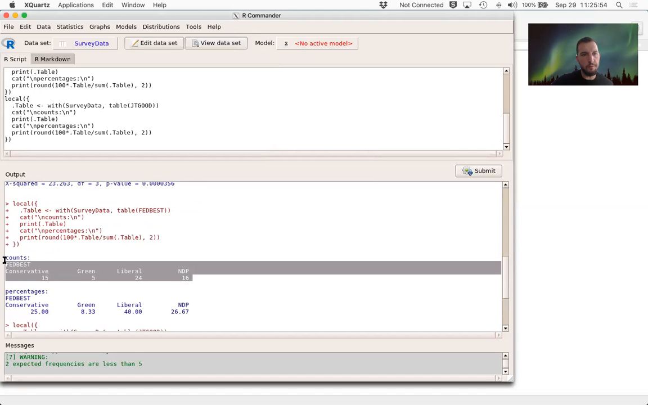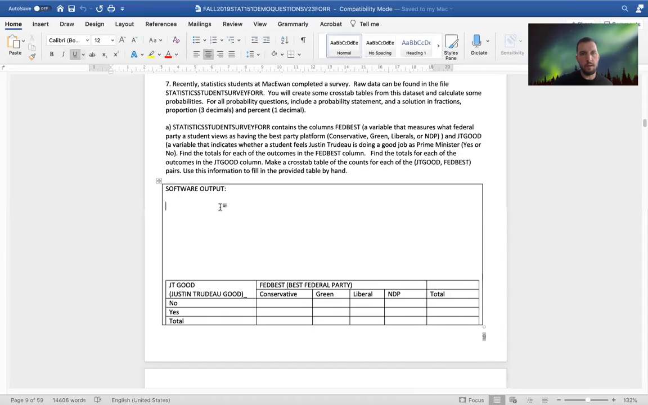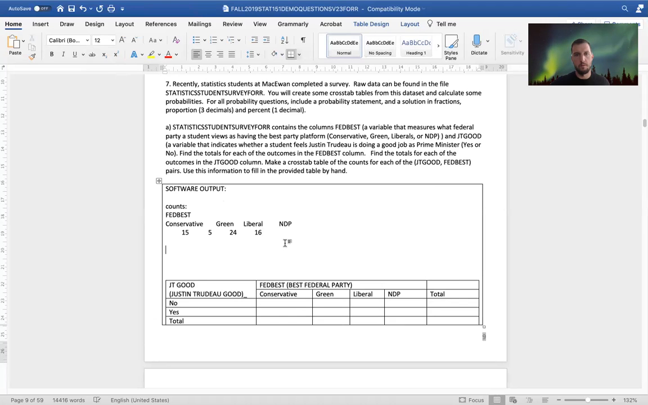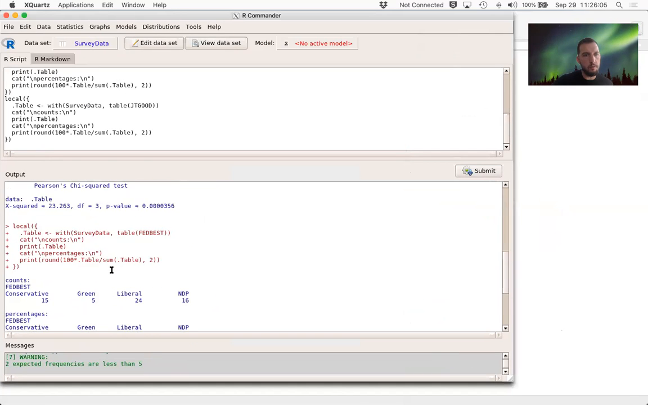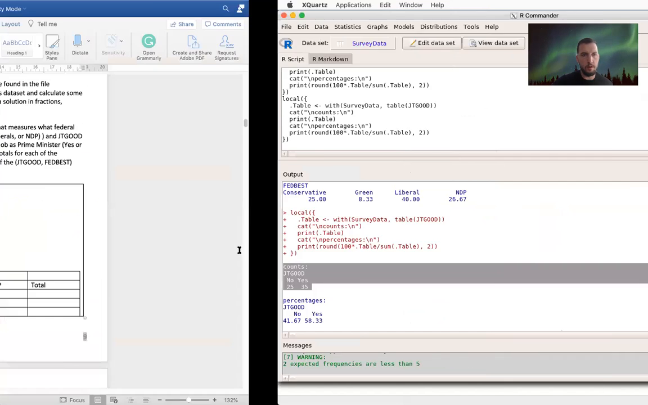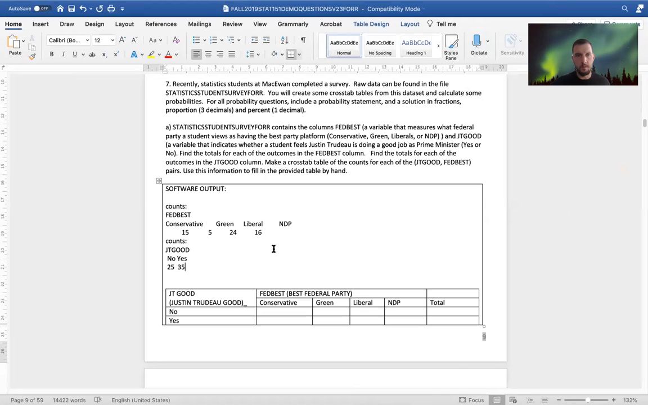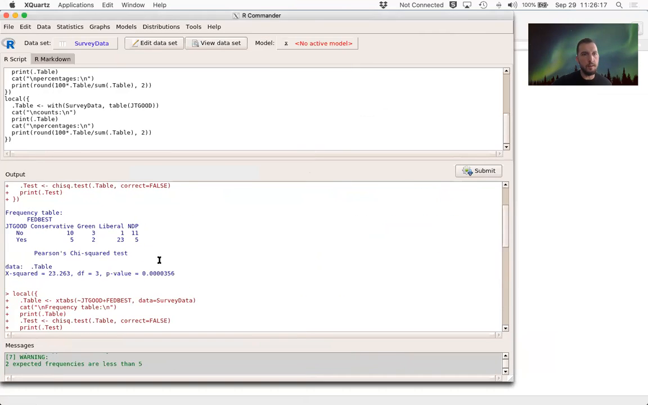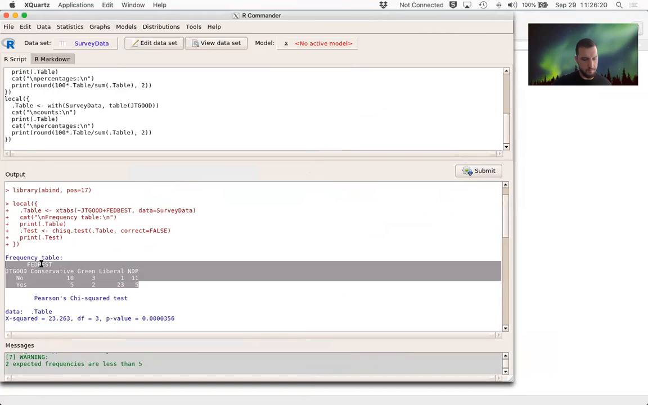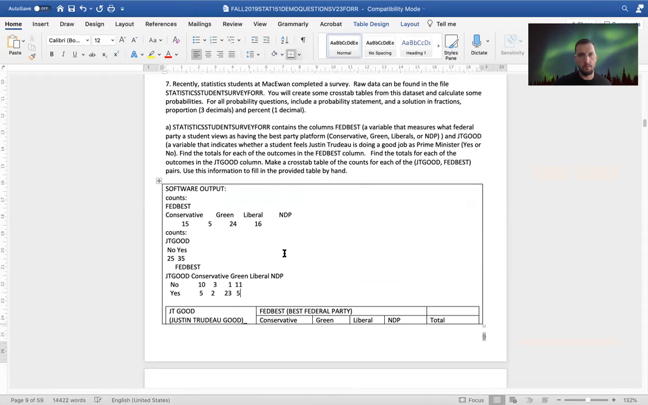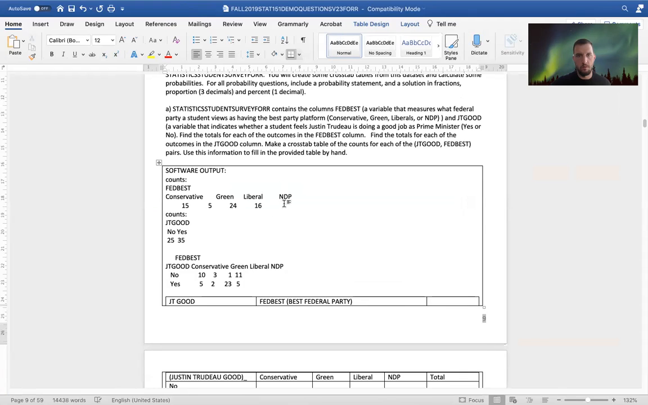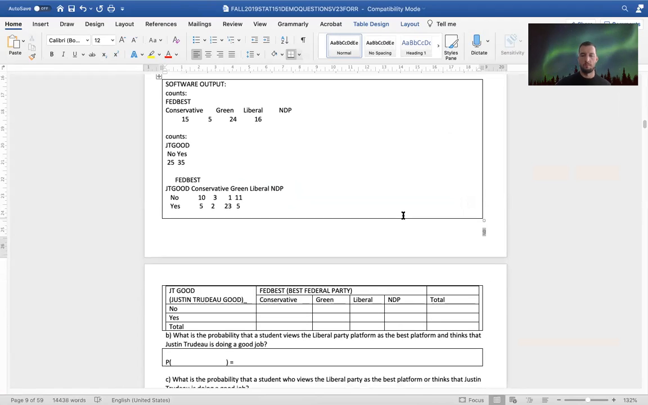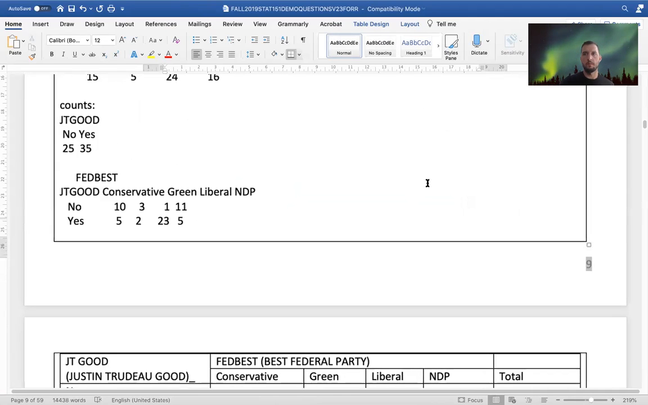Here are the counts for Fed best. If we go back over to our table here, we can just stick those in. And here are the counts for JT good. If we go back over to our R, we can stick that in. And then we have our contingency table, which we built above, which is shown here. Let me just make this a bit bigger for everybody. There we go.